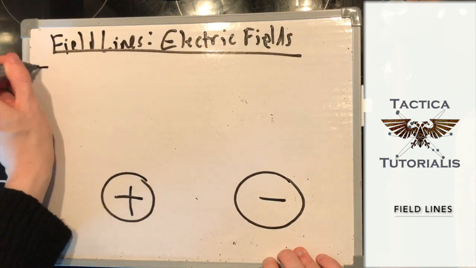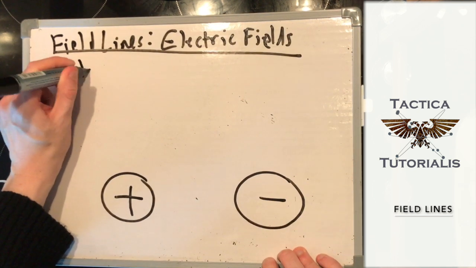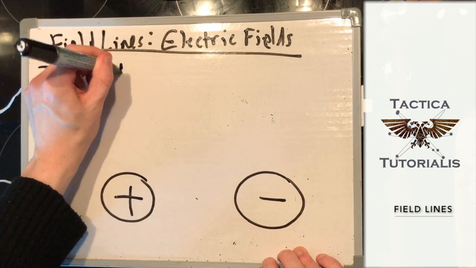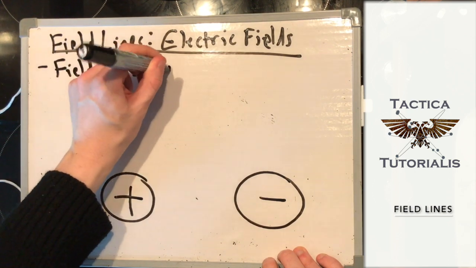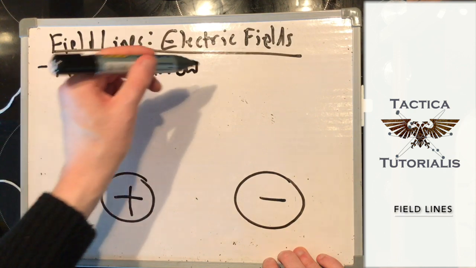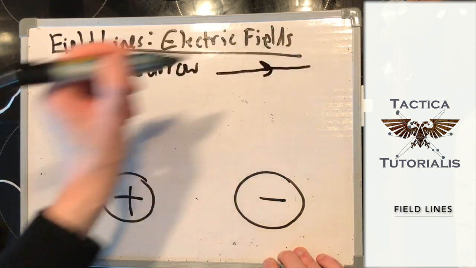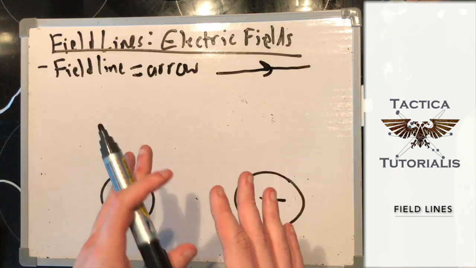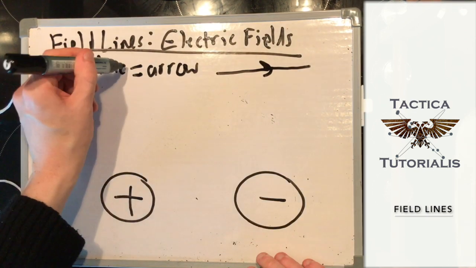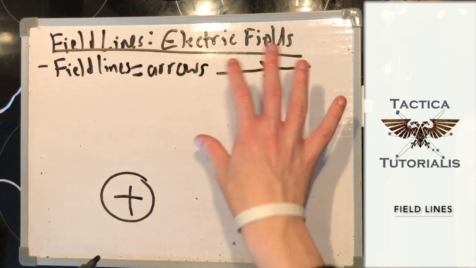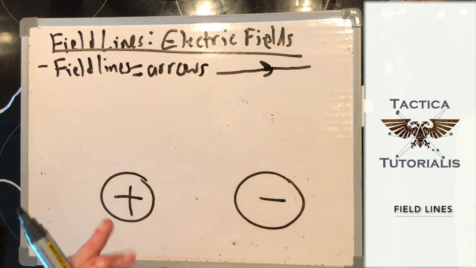The first one is a field line is an arrow. So we're going to draw arrows like that, lines with arrowheads sort of in the middle, to represent our field lines. That's the first thing. That's how we're going to draw it. That is now an electric field line.